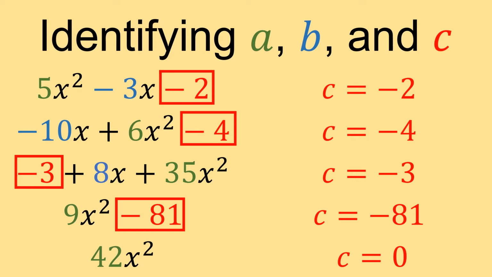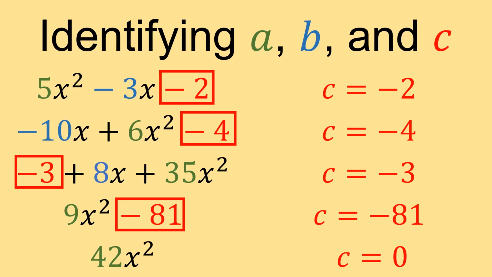Finally, identifying our c values is just identifying the one term that has no x associated with it. Or you could think about it as the constant of the expression. So for our first expression, we get c equals negative 2. For our second, we get c equals negative 4. For our third, c is negative 3. For our fourth, c is negative 81. And for our fifth, once again, since there is no constant term, c is equal to 0.